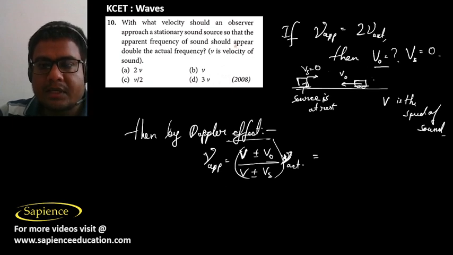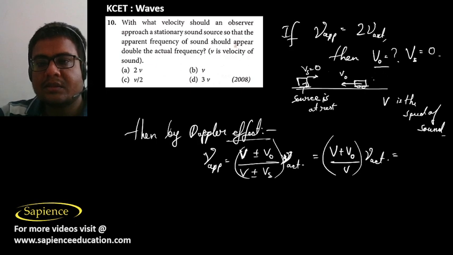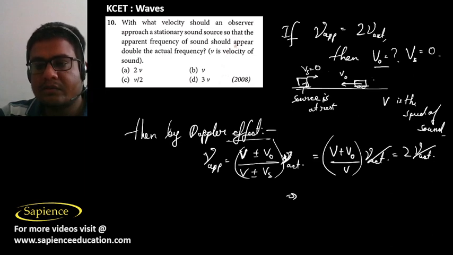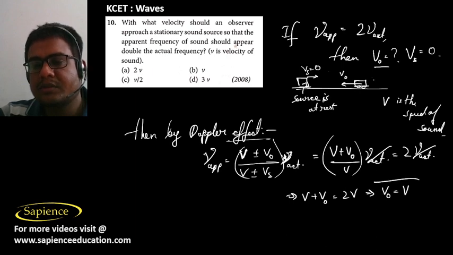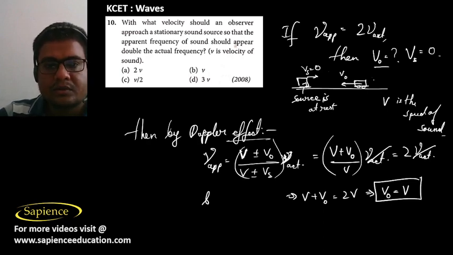So here Vs is 0. The observer is moving towards the source, so the frequency has to increase. So I should say that it should be V plus V naught divided by V into nu actual. So that is given as 2 times nu actual. So the actual frequency will cancel out. Then we will have V plus V naught equal to 2V. So V naught will be equal to V. It means that the observer should move towards the source with the speed of sound only. Option B is the correct answer.